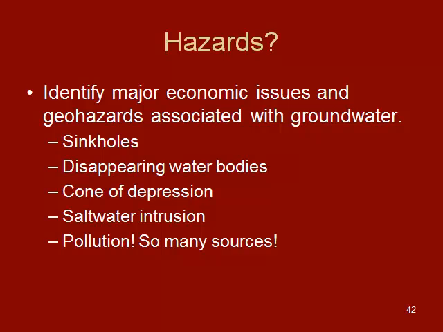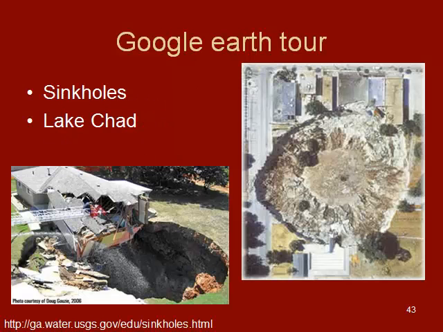Some of the main ones that we're going to talk about are sinkholes, disappearing water bodies, cone of depression, saltwater intrusion, and pollution. So sinkholes are the first one. We kind of touched on this before. So sinkholes, here you can see some sinkholes in Florida that occurred.